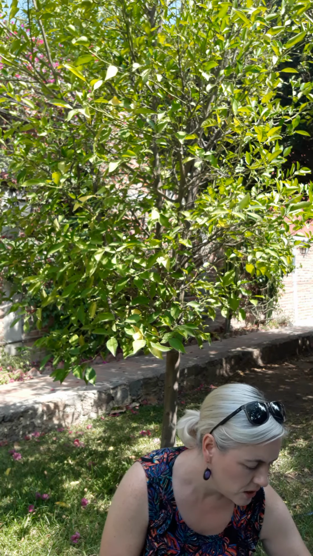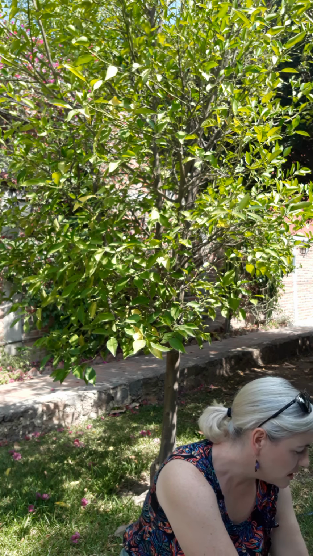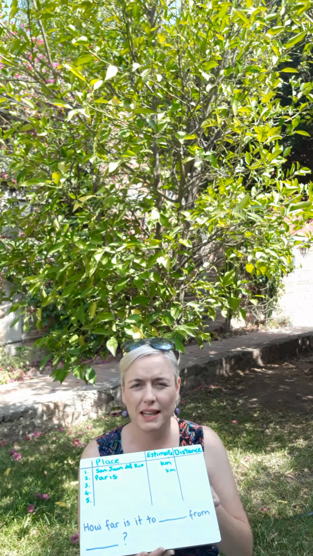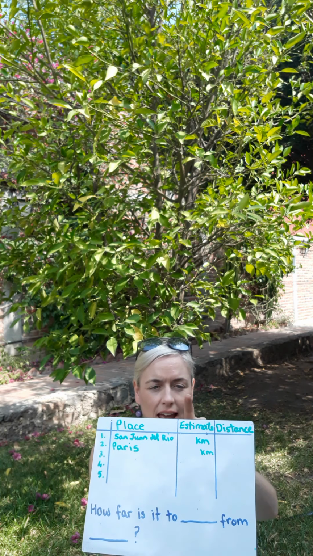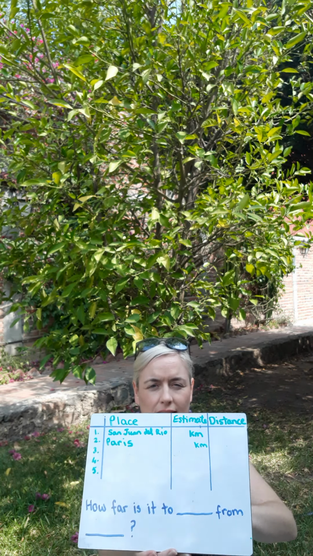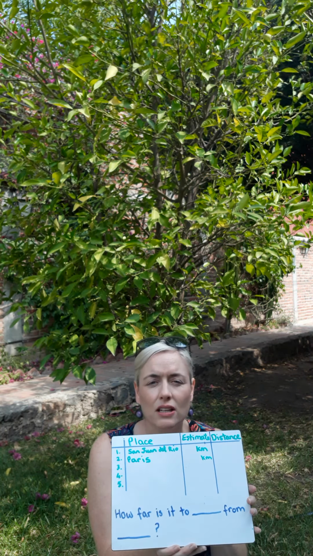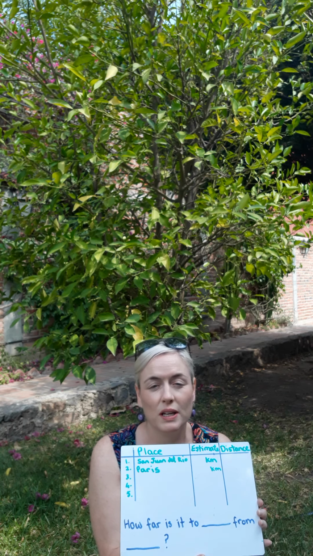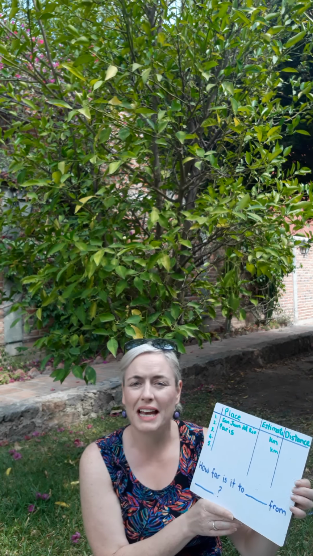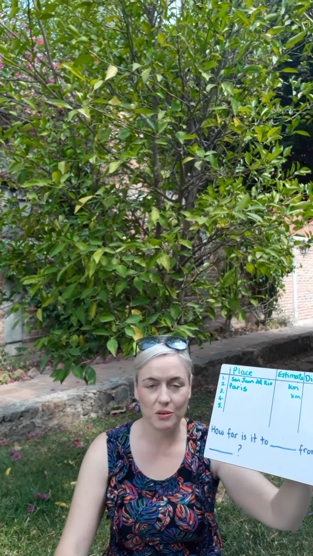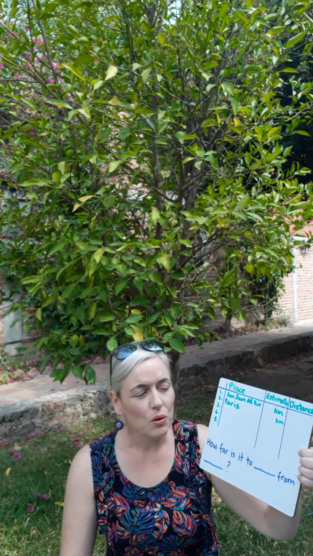So what I'd like you to do today is think of 5 places. You could do it like this. I put place, estimate, and distance. So I'd like you to think of 5 places. I've put down 2 here just to get us started. I've put down number 1 as San Juan del Rio, and number 2 I've put down Paris, because I'd like to go to Paris. So we're going to estimate.